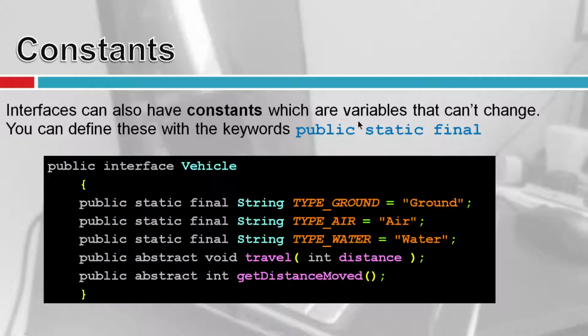Interfaces can also have constants, which are variables that can't change. You can define these using the keywords public, static, final. So here we've talked about static in the previous section. Static is something shared, so every vehicle is sharing these three variables. And this last keyword is something you may not be familiar with, the word final. Essentially what that means is you cannot change this again. This is telling the compiler, I'm setting this variable type ground to ground, and nobody can change this value again.